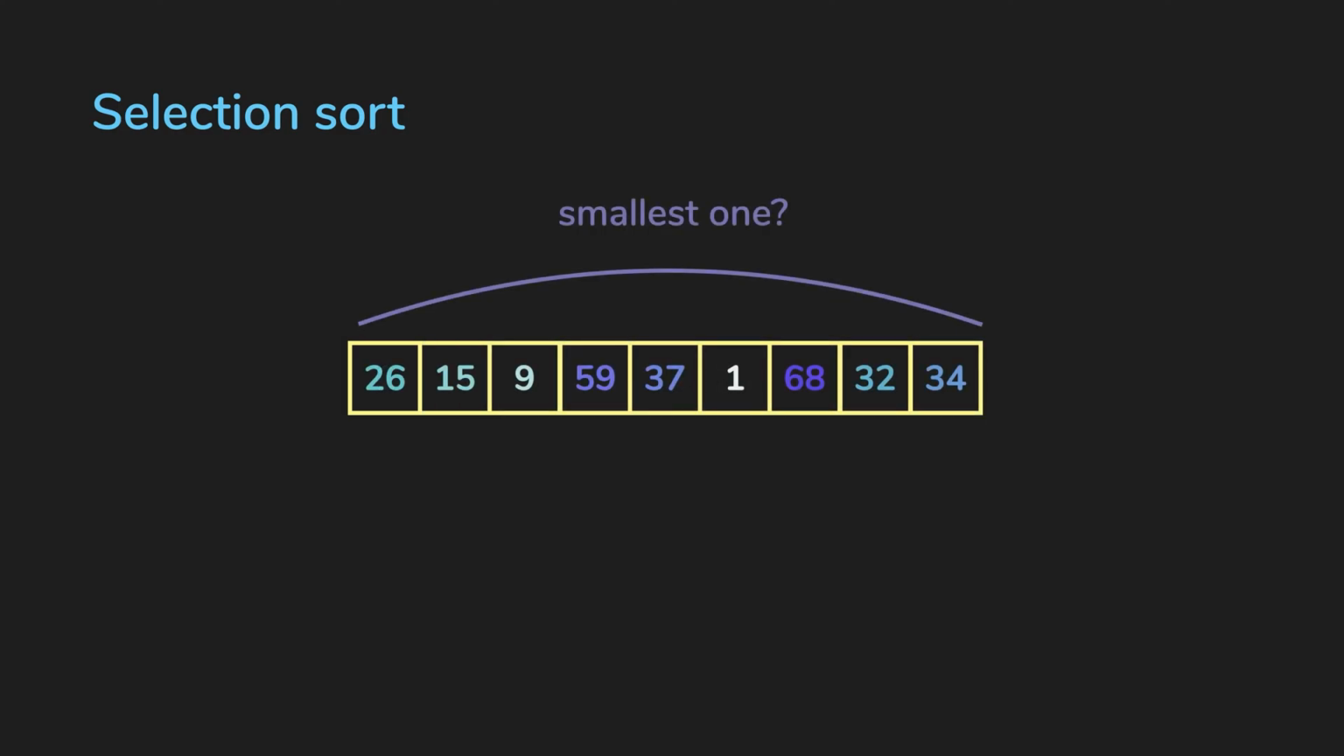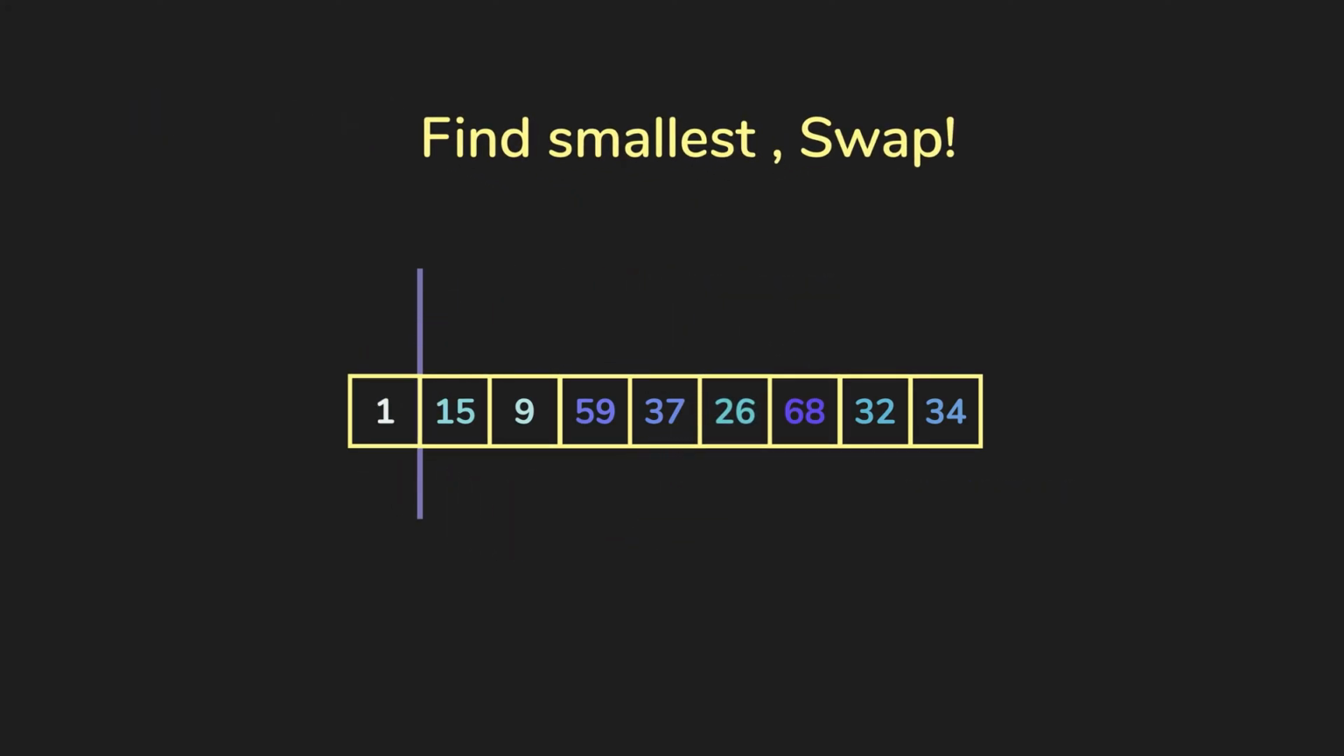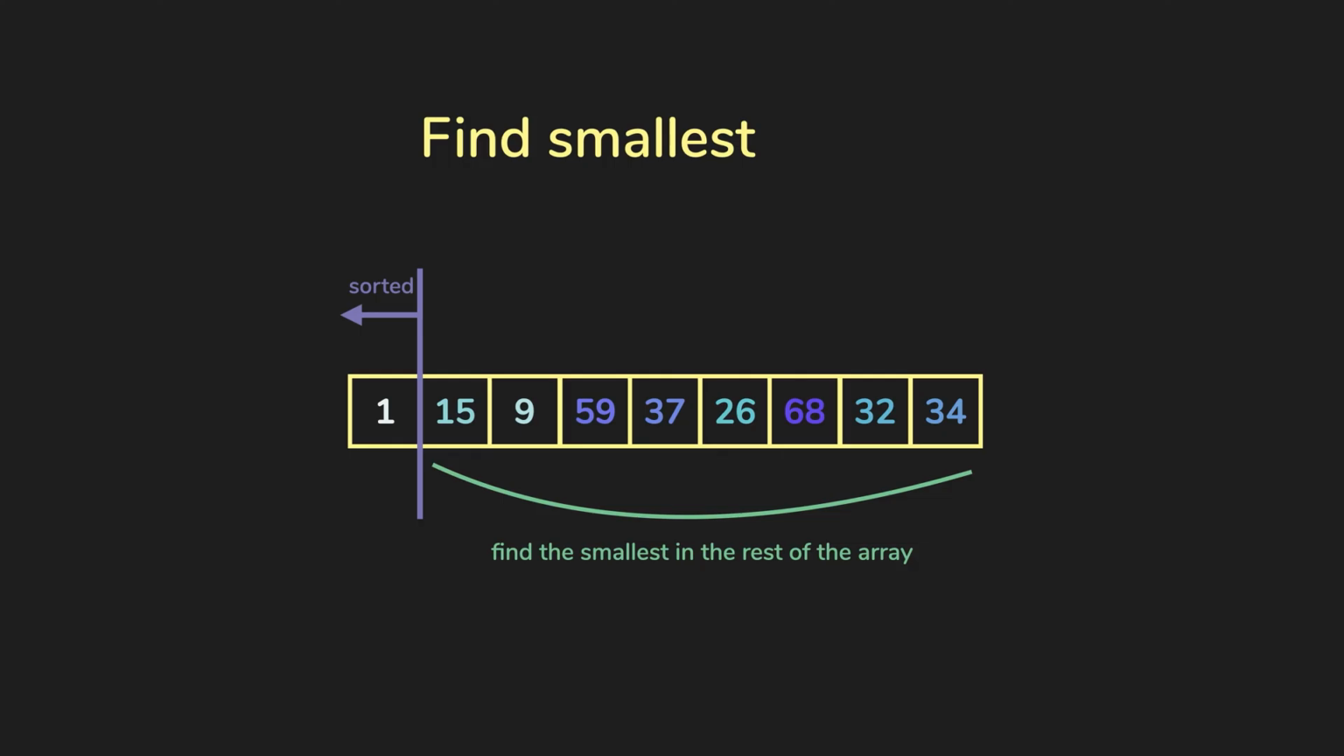So how do we find the smallest element? Actually, we have to check each element in the array and compare the values one by one until we reach the end. So that's one iteration. Find the smallest and swap. Let's repeat this once more.